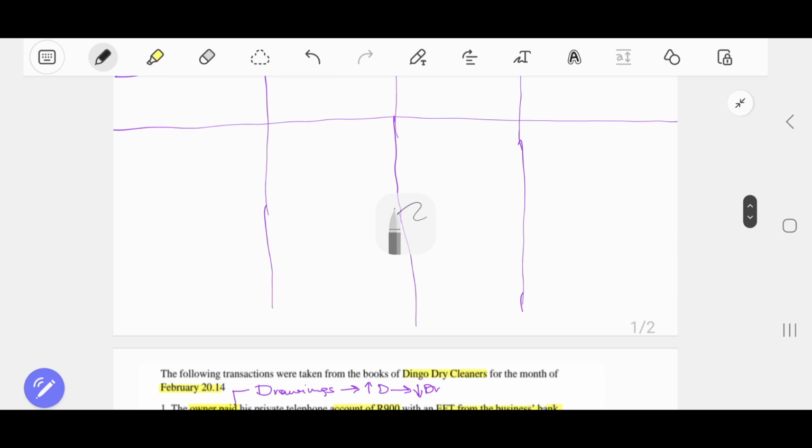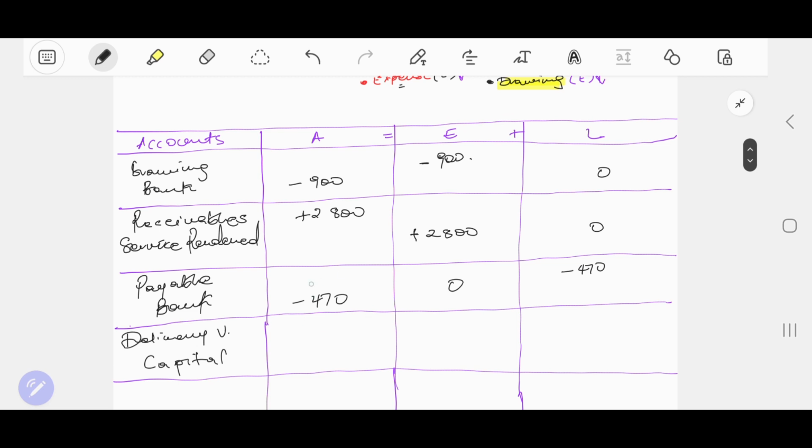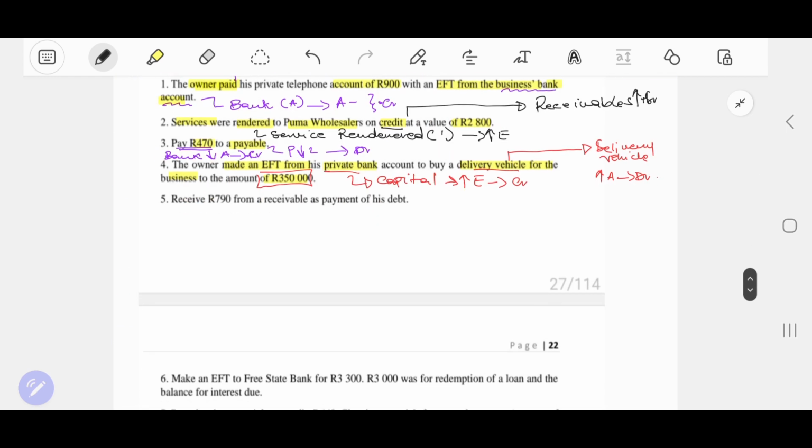So here we said that our delivery vehicle, which is an asset, is going to go up. So you will say delivery vehicle and then capital. So what happened here? 350,000 worth of delivery vehicles was bought, and then this was bought by the owner. So the owner invested equity. So equity is also going to increase by 350,000. And then here nothing is affected. Next transaction.